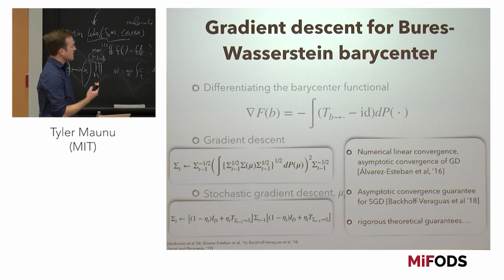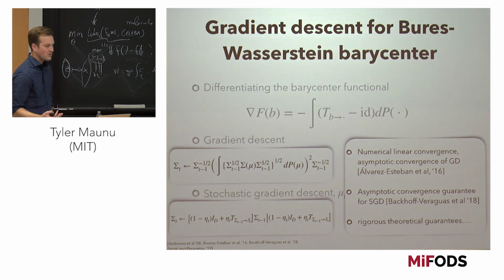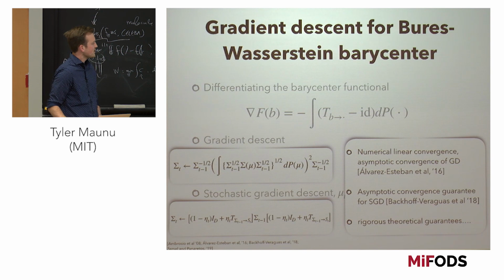So before our current work, people observed that there's numerical linear convergence of this fixed point iteration scheme. They were only able to show asymptotic convergence of this gradient descent method. Later, for the stochastic gradient method, Backhoff-Bourgois et al. showed asymptotic guarantees for SGD, but again, no rates. Right? So really what we wanted was a non-asymptotic rate of convergence for these methods.